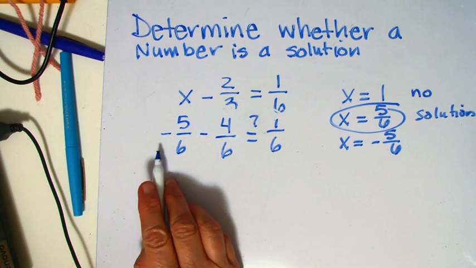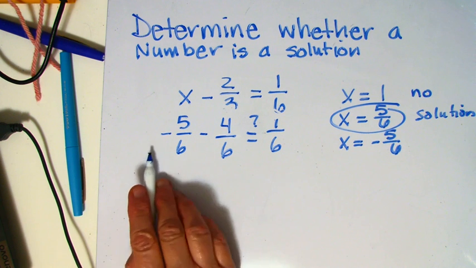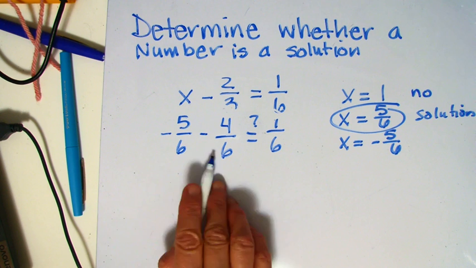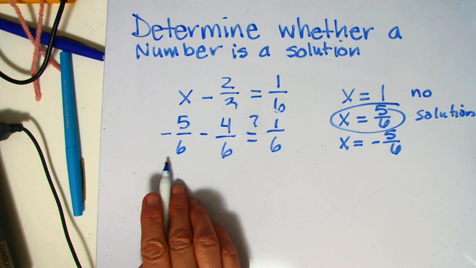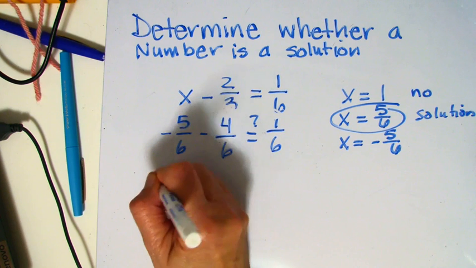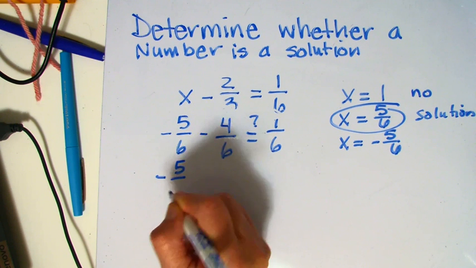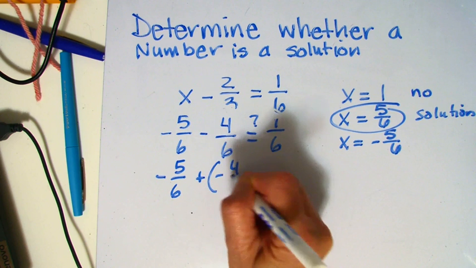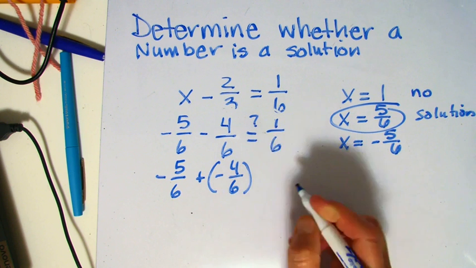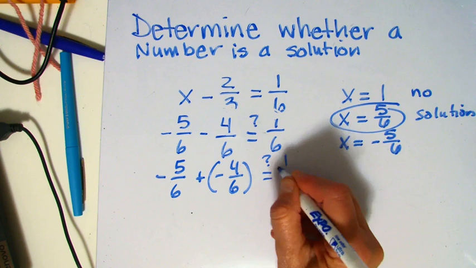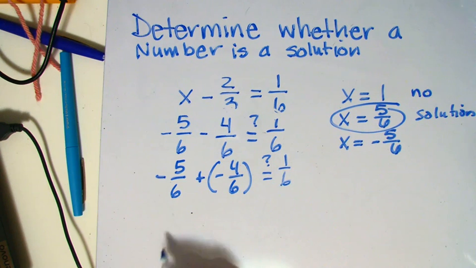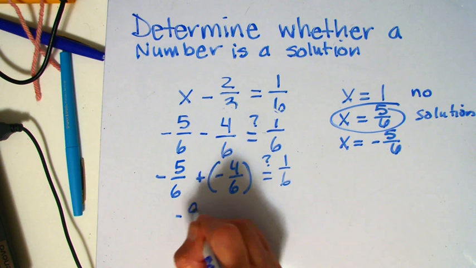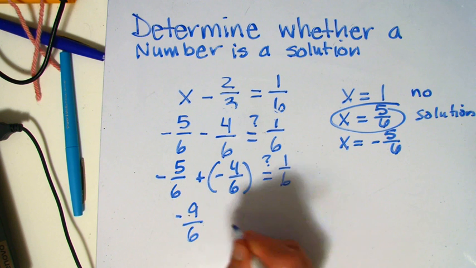Now, when we have a negative and we're subtracting a positive, what you might want to do is make this into an addition problem. And we can rewrite this as negative 5/6 plus negative 4/6. Now we're adding two negatives. This becomes a negative 9/6.